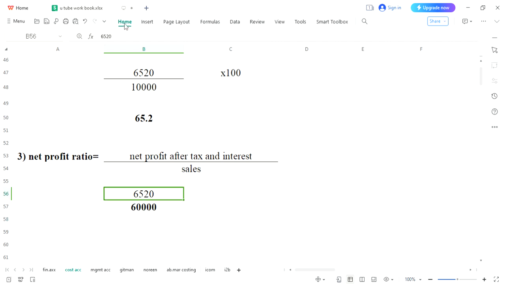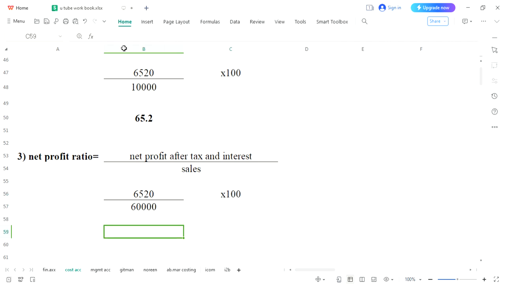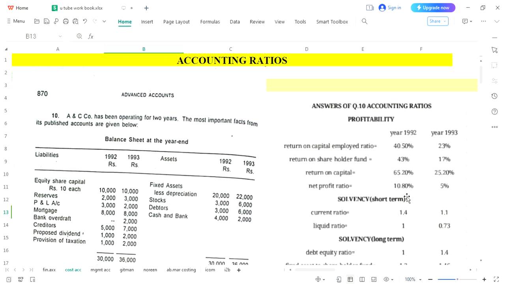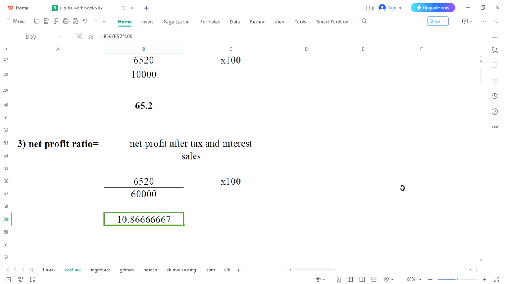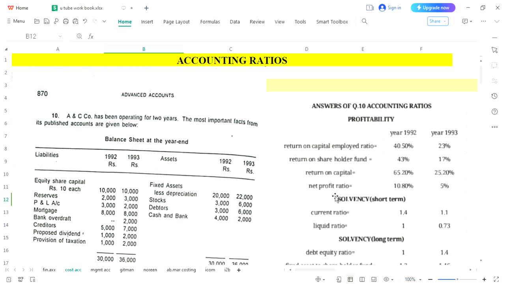We needed net profit after tax, and then sales, and then if you need to multiply by 100, you can. So let's calculate net profit after tax divided by sales and multiply it by 100. We have got 10.86. This is our net profit ratio, 10.8, and our answer is 10.8. So in this way net profit ratio is also calculated, and thankfully we have completed our first portion, profitability ratio.